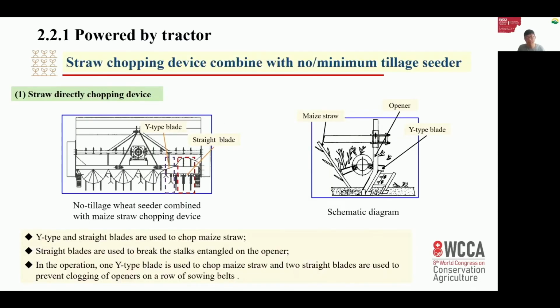The chopping device combined with a no or minimal tillage seeder is common for the straw directly chopping device in the operation. The wide type blade and the straight blade are used for chopping mass straw. The straight blades are used to break the stalks integrated on the opener. Finally, the high-quality sowing operation is achieved.